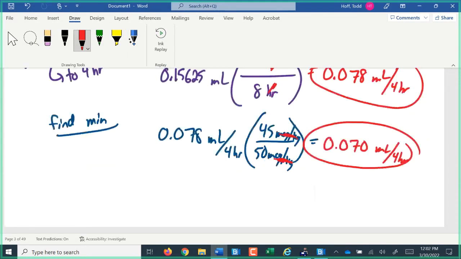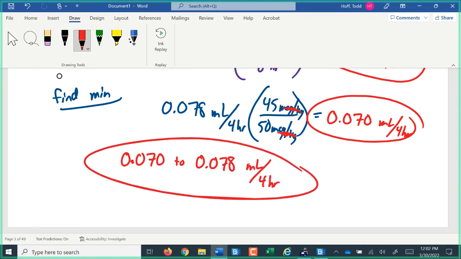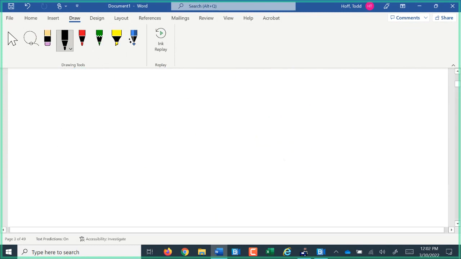So here the recommended range was 0.070 to 0.078 milliliters every 4 hours. Rather small dosage, but obviously you can see given in micrograms, it's going to be a small dosage. Our next example takes this to the next level.